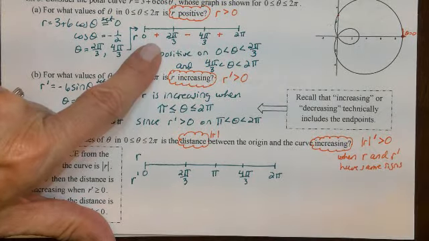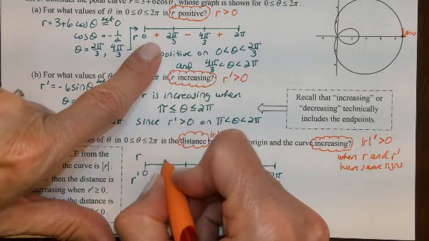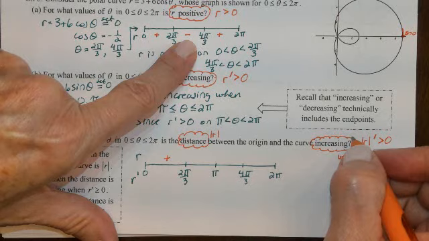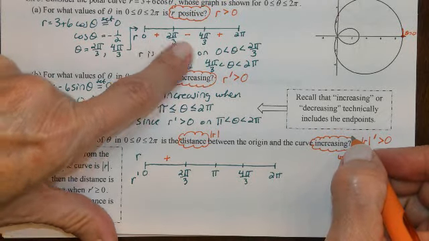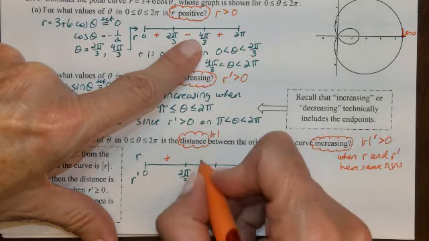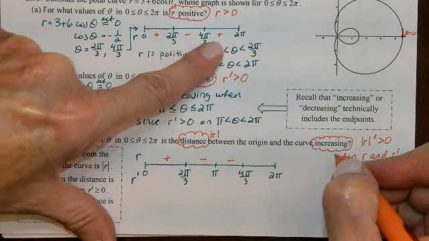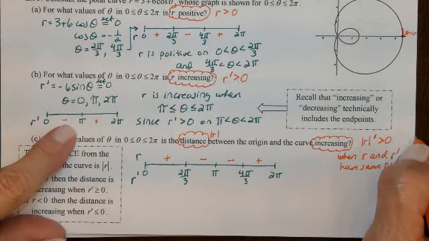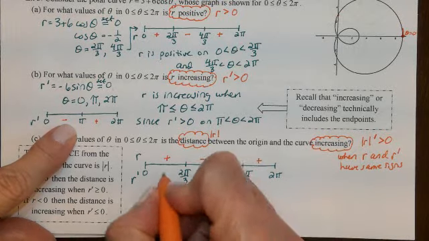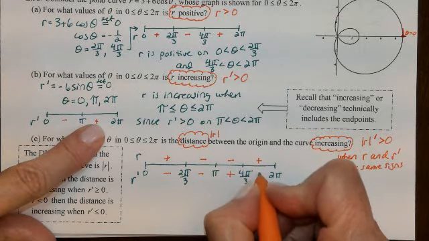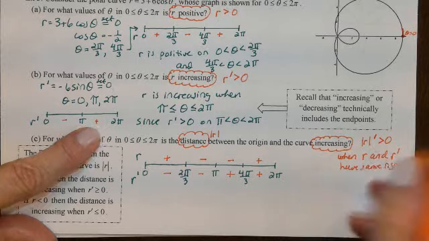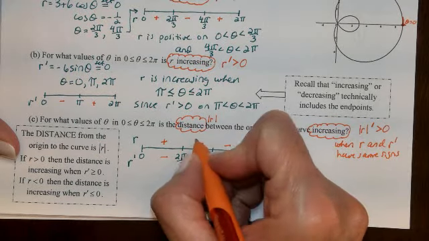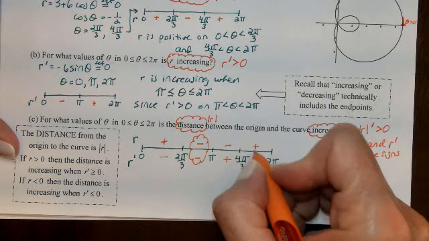So r was positive between 0 and 2 pi over 3, negative from 2 pi over 3 to 4 pi over 3, and then positive the rest of the way to 2 pi. r prime is negative between 0 and pi, and positive between pi and 2 pi. So where do these have the same signs, and where do they have different signs? Same signs right here and right here.